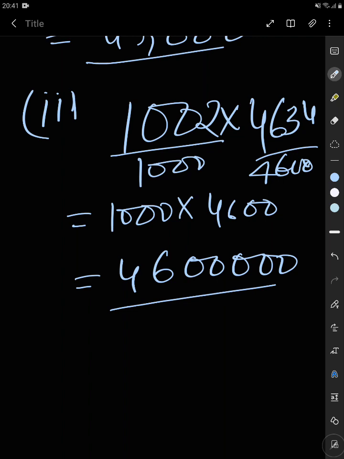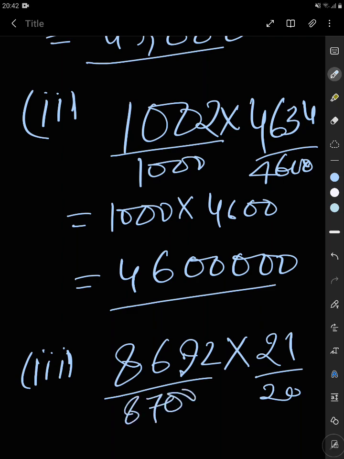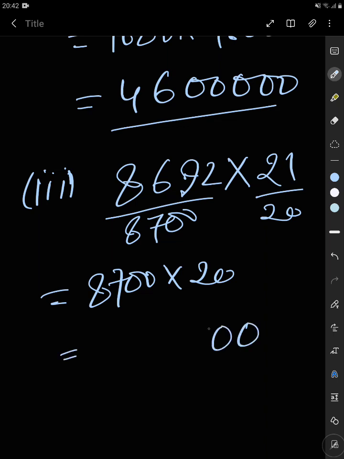Now let's take a few more examples here. Let's take the third example, a very weird kind of example, 8692 multiplied by 21. For the easiest way of calculation, we need to take it as 20, and this will take to 87, since it is 92 now, then 00. So I'll take 8700 multiplied by 20, which is 174,000.